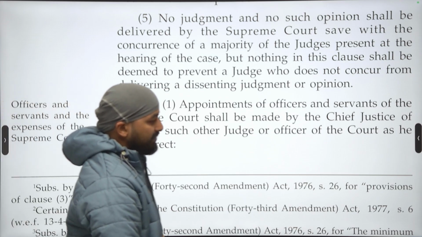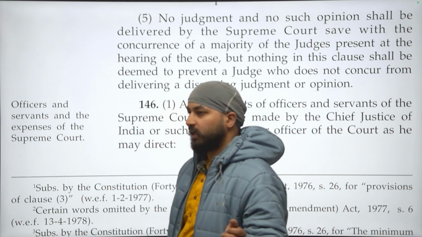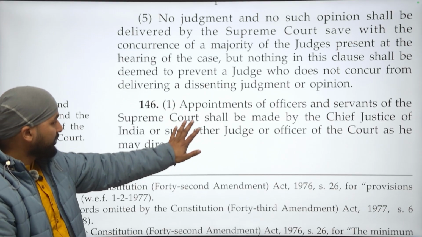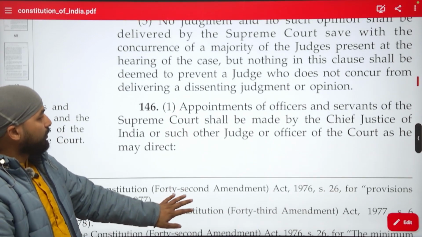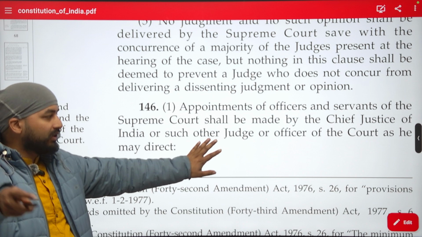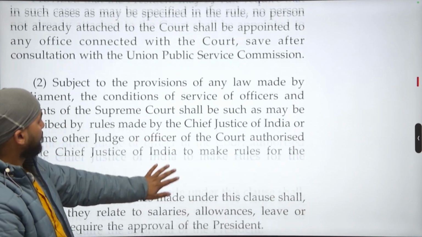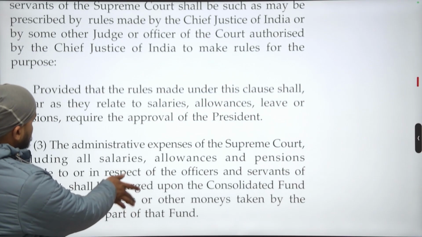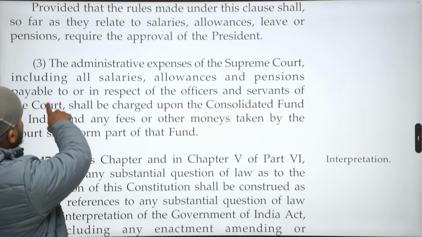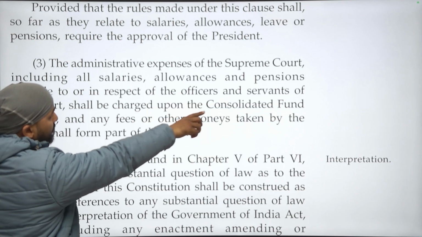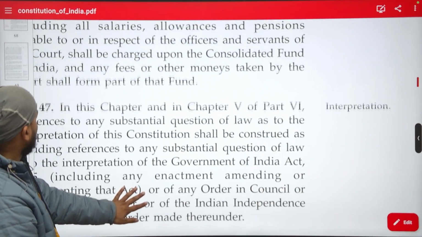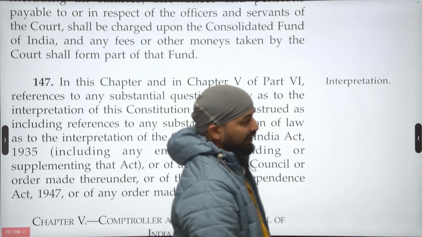146 clause 1, appointments of officers and servants. This is about the staff. As in the case of the secretarial staff of parliament, the Supreme Court has the power to recruit and regulate their services. So is the case with the judiciary also. They have the power to recruit and regulate service conditions, etc. And they also have a lot of independence in this, and their salaries and allowances are charged upon the Consolidated Fund of India. See, allowances and pensions payable in respect of officers and servants of the Supreme Court shall be charged upon the Consolidated Fund of India. They are not to be voted upon in the parliament. Why is this done? To ensure absolute independence.